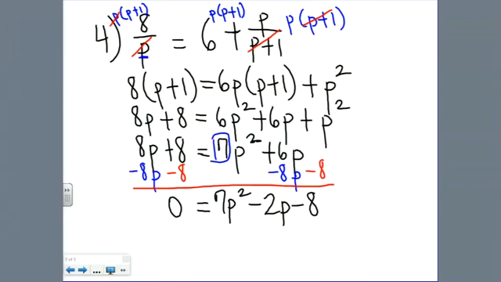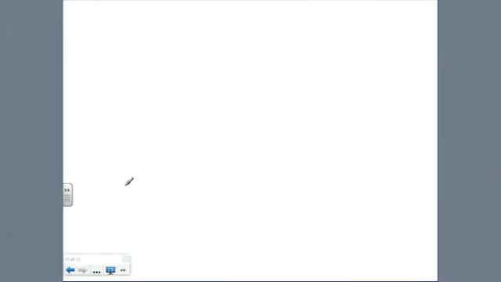Now, before we solve this quadratic equation using the quadratic formula, did anybody have questions up to this step? All right, let's transfer our quadratic equation to another page and solve it.